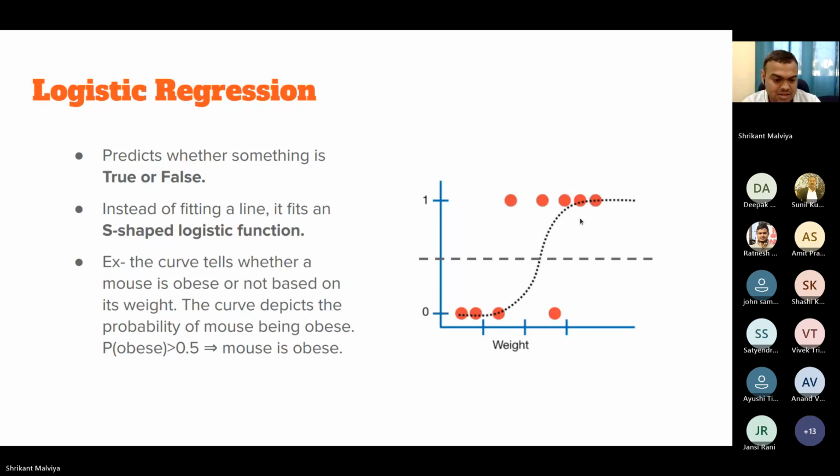This gives us the intuition that the probability will always be between 0 and 1. If the probability is above 0.5, we say that it belongs to one class. If the probability is below 0.5, we say that it belongs to the zero class. And because this curve is non-linear, we also say that it is a non-linear regression function, and we can use it for regression or also for classification.